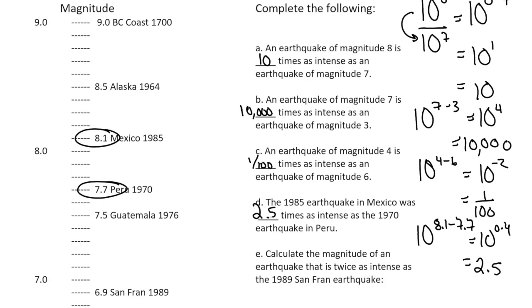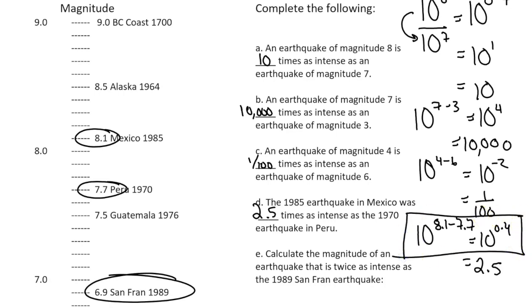So if you look at example E here, it's saying calculate the magnitude of an earthquake that's twice as intense as the 1989 San Francisco earthquake that was 6.9. So let's use an example of this past Peru, Mexico example. We know that 10 to the 8.1 minus 7.7 equaled 2.5 times as intense. So we could line this up and say 10 to the power of what minus 6.9 would equal 2 times as intense.